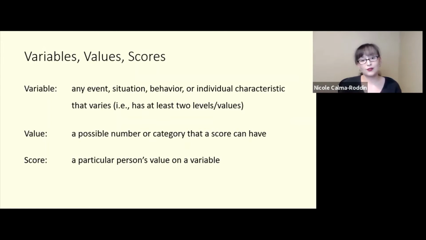A value specifically is going to be a possible number or a category that a score can have. And so a value for age might be 5, 25, 45, or 65, or anything in between and extending out higher and lower. But these are going to be possible numbers that a score can have. A score is going to be a particular person's value on a variable. So a score would be my age or your age, that specific number. It's not just a possible age, it's a very specific person's age.